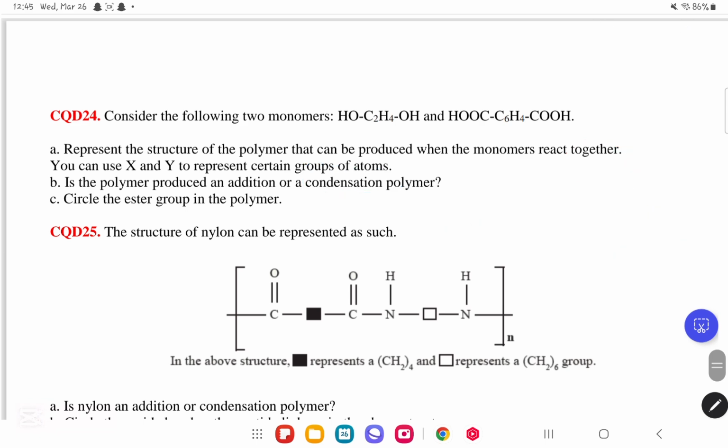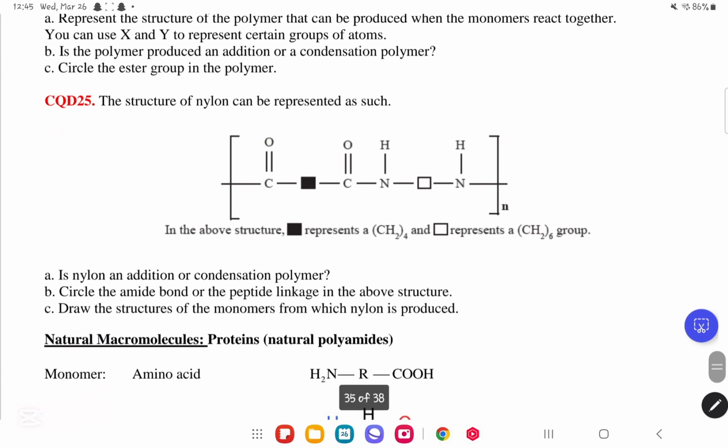So that is it for CQD number 24. We now move on to CQD number 25. They told us the structure of nylon can be represented as such. Is nylon an addition or a condensation polymer? Very simply, it is a condensation because there is going to be a byproduct. And there is no breaking of double bonds, by the way. If there was breaking of double bonds, then yes, it is an addition. But there's no breaking of double bonds, so it is a condensation polymer.